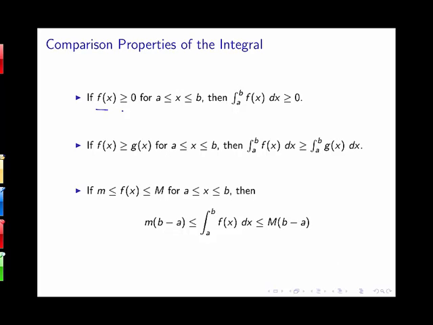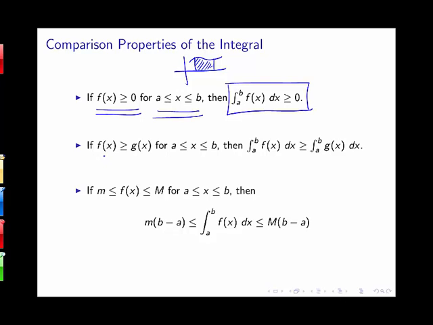So for example, if we know that our function is greater than or equal to 0 for all x on our interval from a to b, then the integral from a to b of f of x dx will be greater than or equal to 0. Okay, well this sort of makes sense with what we've been talking about so far. If the function lies above the x-axis, then we're talking about a positive area, because our widths are always going to be positive and all of our heights will be positive as well.